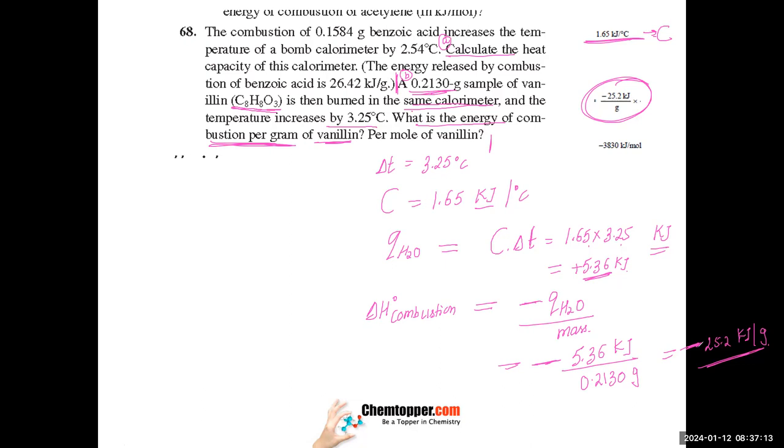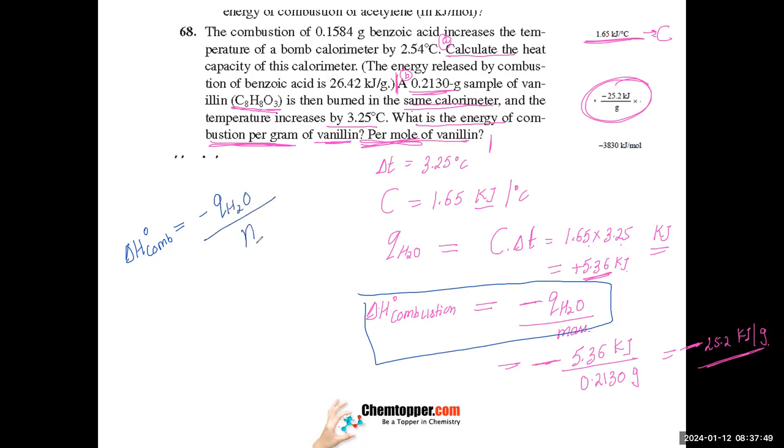Good, Aditi. Afan, you're doing calculations? Okay, good, Afan. But now they want us to calculate per mole. What should I do? Can you guide me, children? I want to calculate my delta H naught combustion of vanillin in kilojoules per mole. So what equation? I need to do some changes here. Yes, minus Q water. I need to know the moles now. This is kilojoules and this is moles. But how to get the moles? The mass of the vanillin, which is given, 0.2130 grams divided by the molar mass.